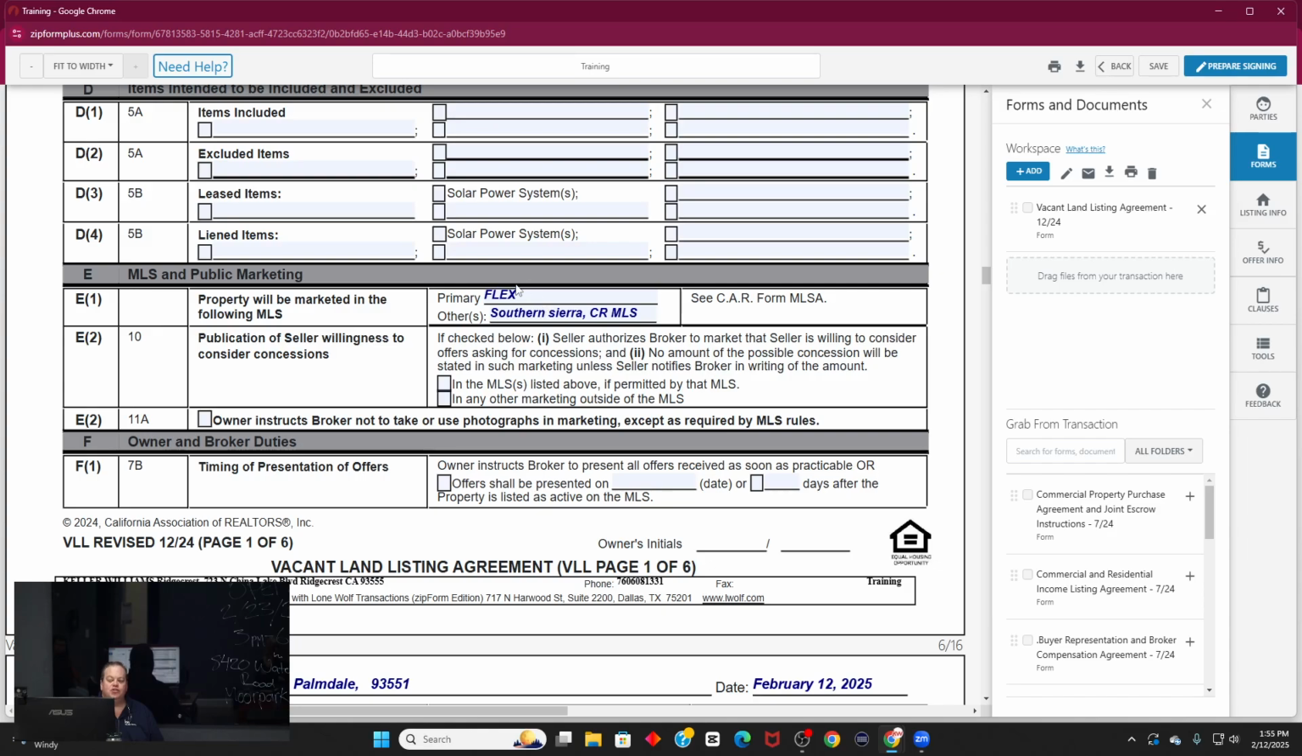The property will be marketed in the following MLSs. Make sure that you do put the name of the MLS and not the name of the association. This is often misunderstood. So Southern Sierras Ridgecrest, CRMLS is down below, and Flex is us here at Gavar. Because Gavar, SRAR, and Ridgecrest are all names of associations. They're not the names of the MLS. The MLS is Flex, Southern Sierra, or CRMLS.